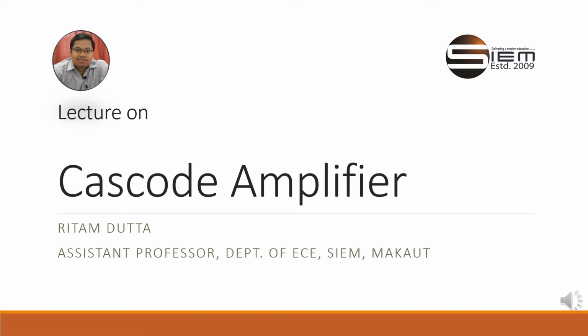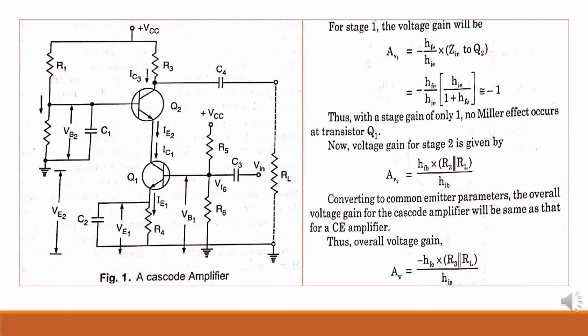Dear students, today I am going to discuss a very important aspect of amplifiers, that is the cascode amplifier. As a matter of fact, a cascode amplifier has one transistor on the top, as we can see in this particular slide, and this has also been illustrated in the figure I am showing in front of you.